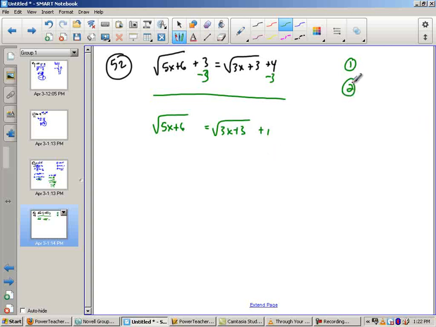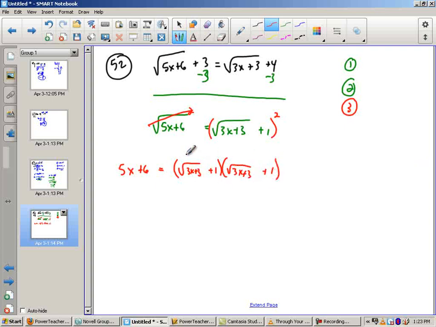Step 2 is to insert parentheses. And since that's the isolated piece, I will put parentheses over here. And then step 3 is to square both sides and FOIL. Well, this will cancel, leaving me with 5x plus 6 equal to square root of 3x plus 3 plus 1 times the square root of 3x plus 3 plus 1. We have to write it out this way so that we can get the correct foiling done.